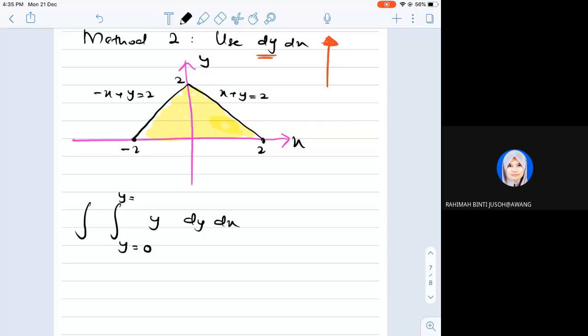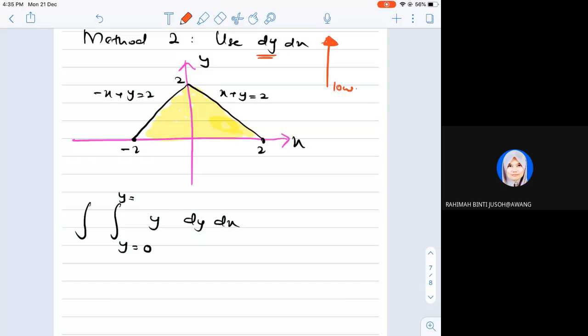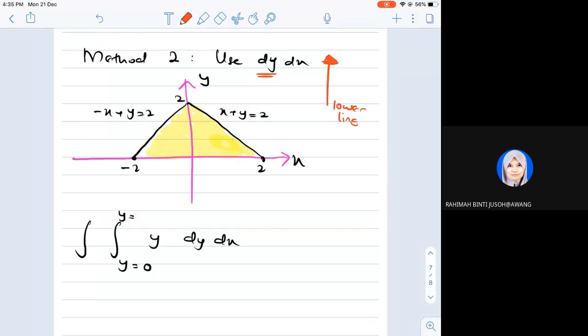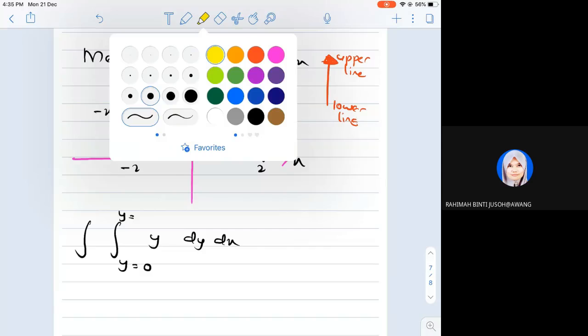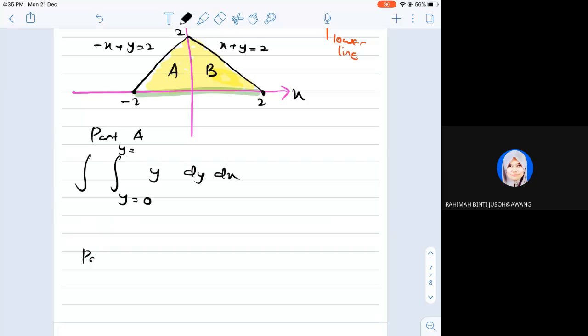Right. Now, okay guys, listen here carefully. If you want to use dy dx for this question, we need to identify the lower line and the upper line. The lower line is no problem because y equals to 0. However, the upper line, we have two lines. So in order to solve this by using dy dx, you have to break this into two parts. So you have part A and part B. It's a bit tedious.